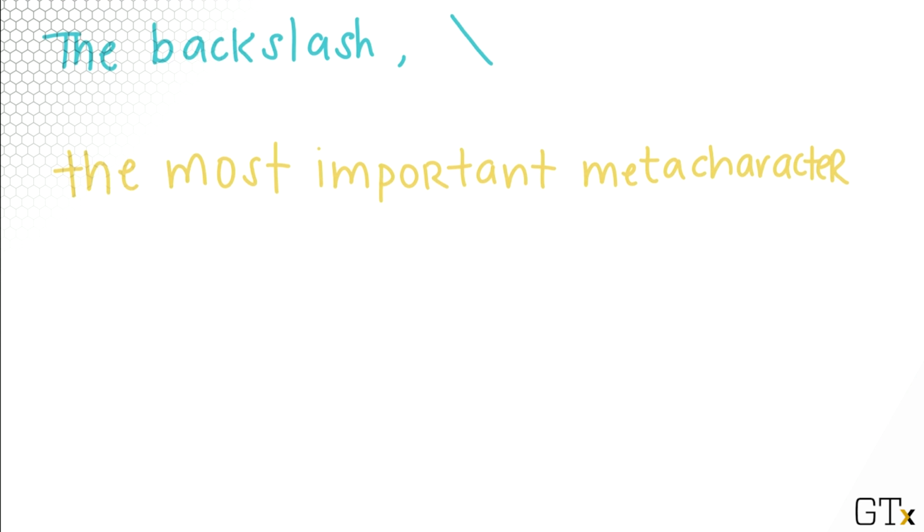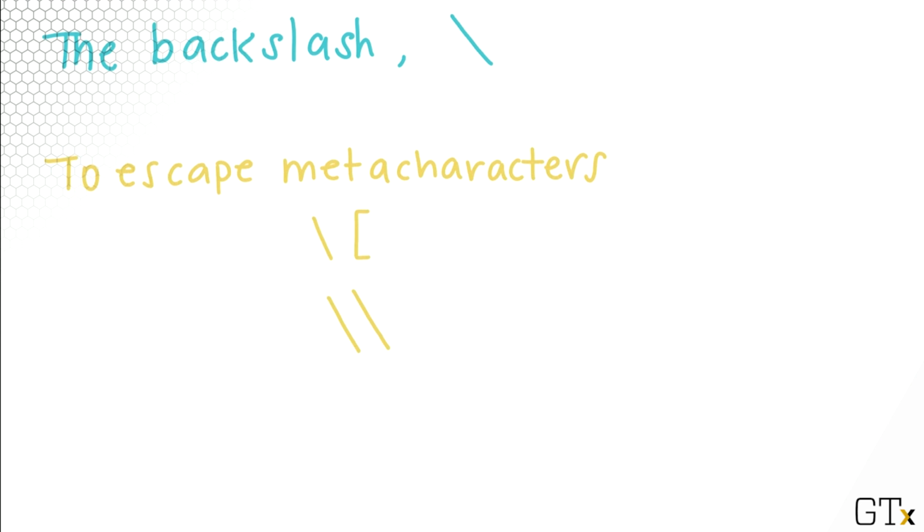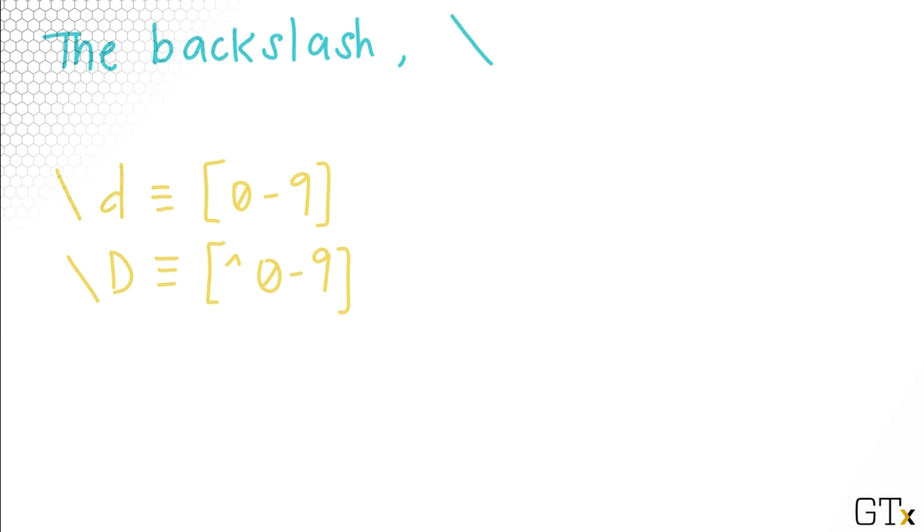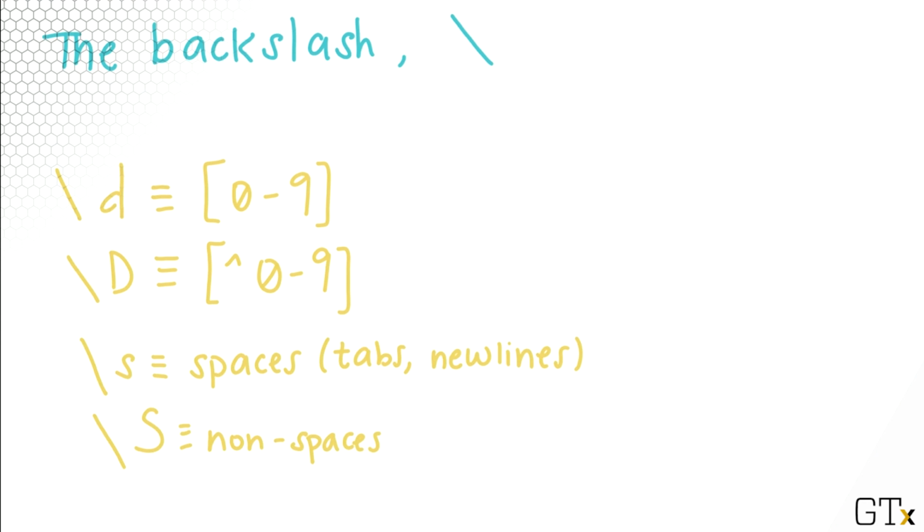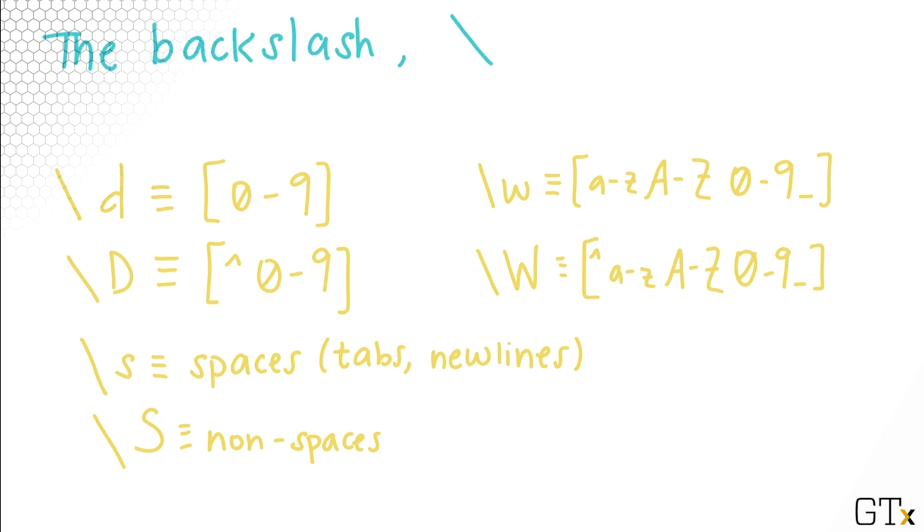The backslash is the most important metacharacter. In Python string literals, the backslash can be used to escape other metacharacters. Furthermore, there are special sequences which begin with a backslash that represent predefined sets of characters. There are special sequences for decimal digits and non-decimal digits. Additionally, there are some for matching any whitespace character. There are even some for matching any alphanumeric character.